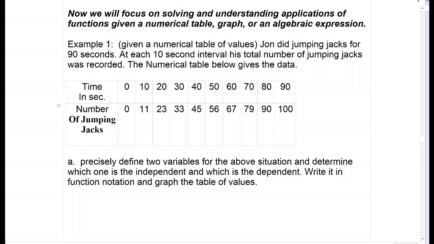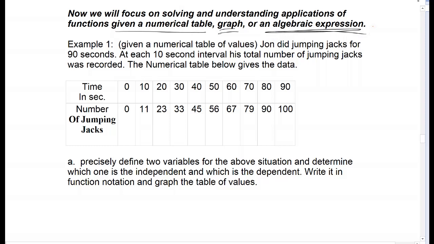Last thing from this set of notes is looking at different types of applications. And we're going to do more with applications as the chapter progresses. But the different types of applications you can have are: you can be given a numerical table, which is the first type we're going to look at. You can be given a graph, which is the second one. Or you can be given a function expression, an algebraic expression, which is the third one.